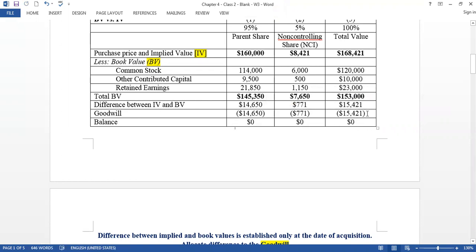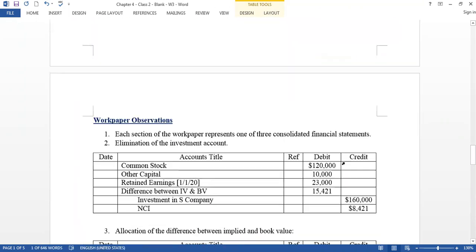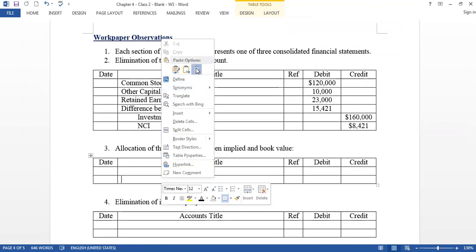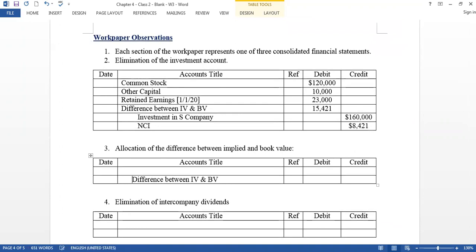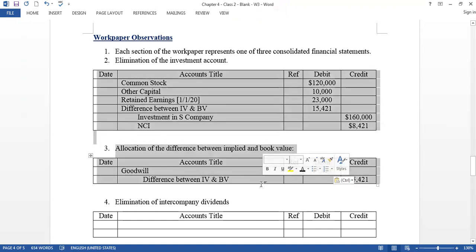So goodwill account is this. I can show you that. If we write the difference in the credit side, now the difference closes. Difference becomes 0, right? Debit and credit 0, and we established the goodwill account. We established goodwill account, and it is here.